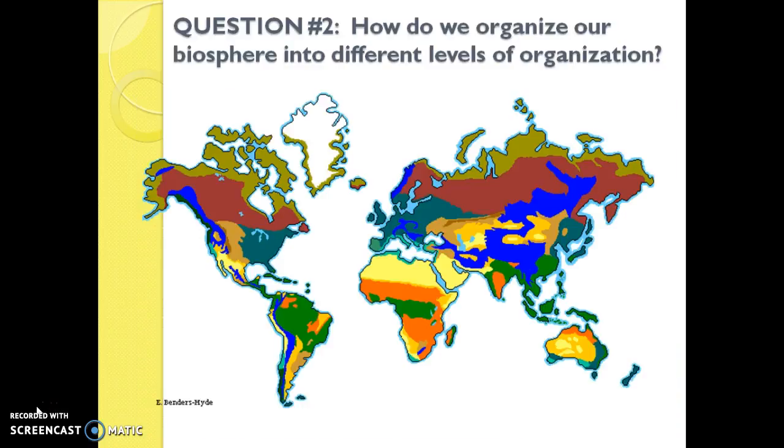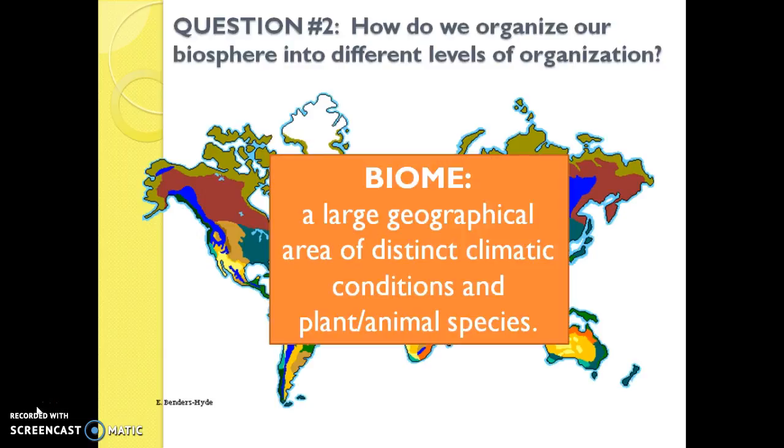So then we have biomes, and this is a map of biomes around the globe. You can see the different colors. Those different colors represent different types of biomes. A biome is a large geographical area of distinct climatic conditions and plant and animal species. In many cases, the climatic conditions determine the types of plants and animals that live there.